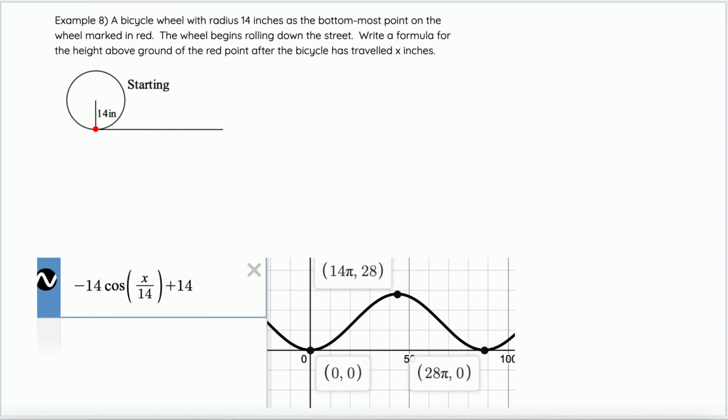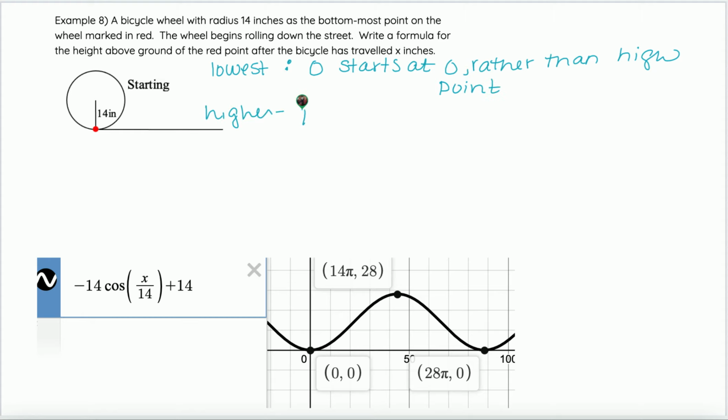Notice that our lowest point, it tells us it's starting on the ground. So it starts at 0 rather than at a high point. Our highest point, if it's 14 inches here, our highest point up here is going to be 28. So it's going to oscillate above and below 14.